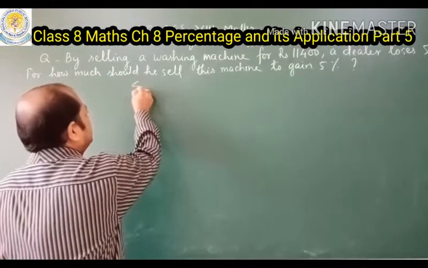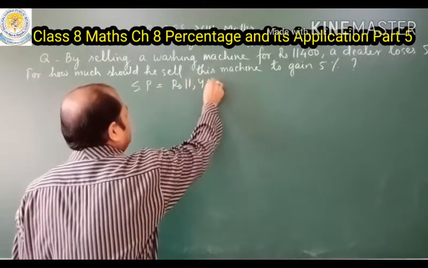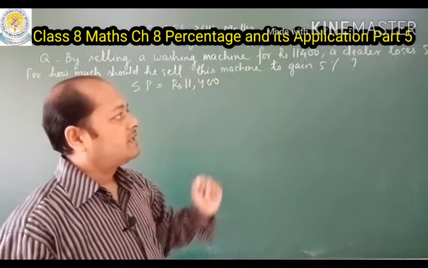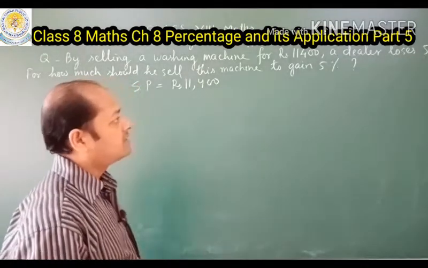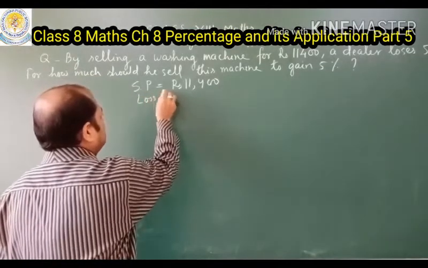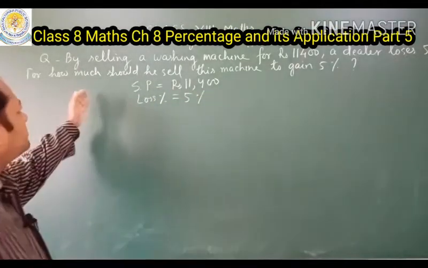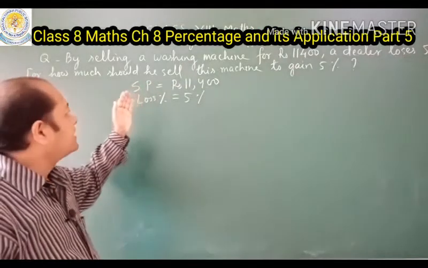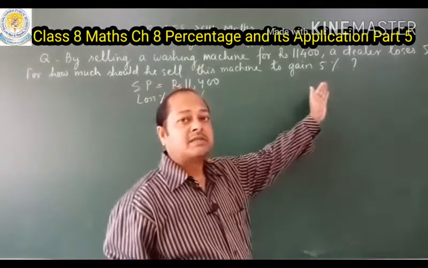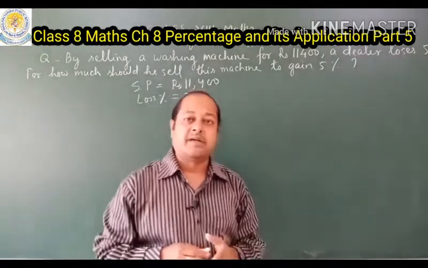So what is given here? Selling price equal to rupees 11,400. And what other data is given here? It loses 5%, that means the loss percentage given here is 5%. For how much should he sell? Again it is asking you to find out the selling price when the gain percentage, the profit percentage, is 5%. Everything in profit and loss depends upon the cost price.